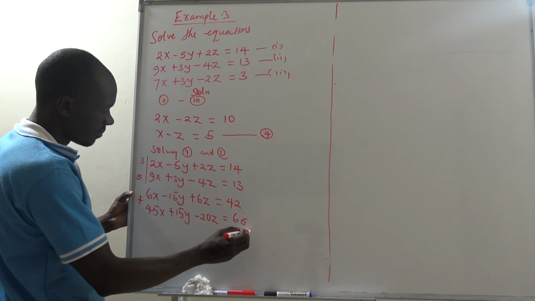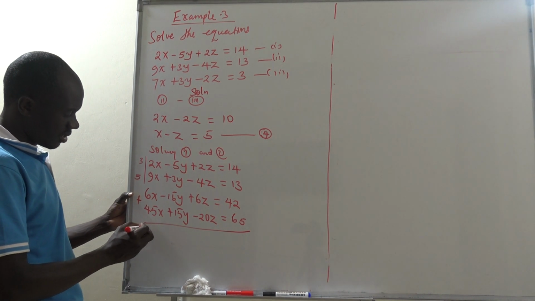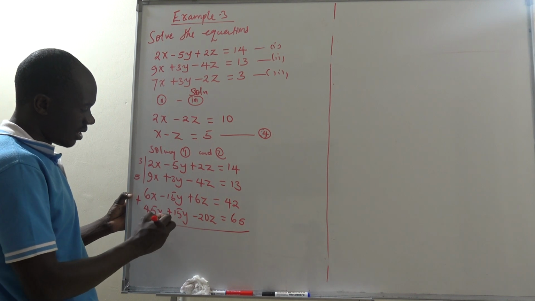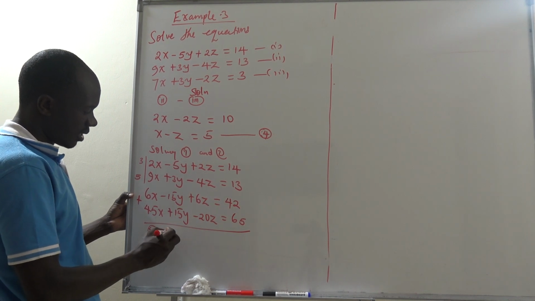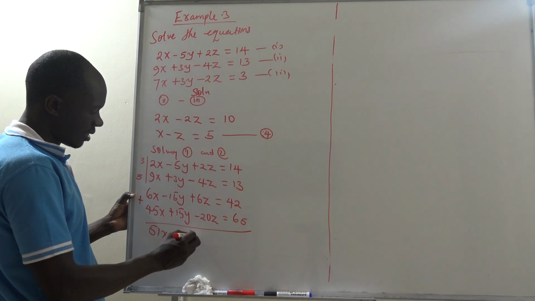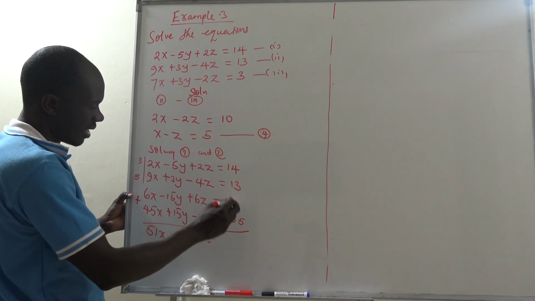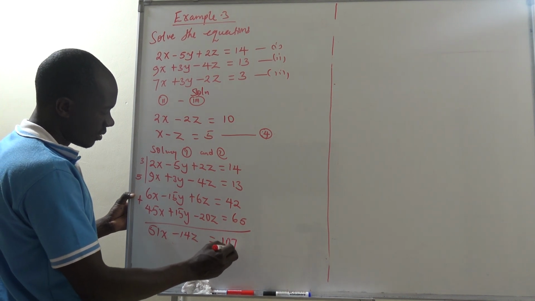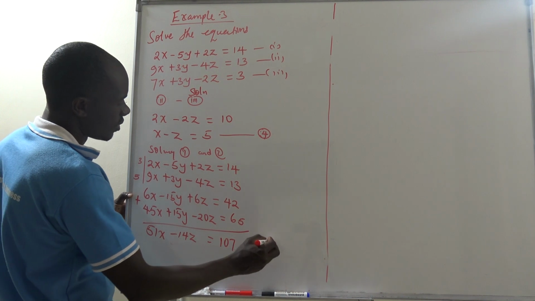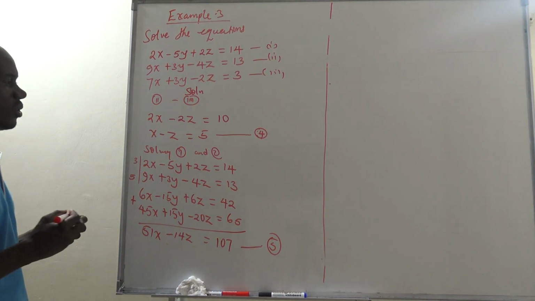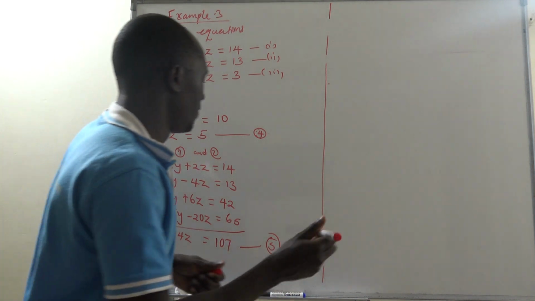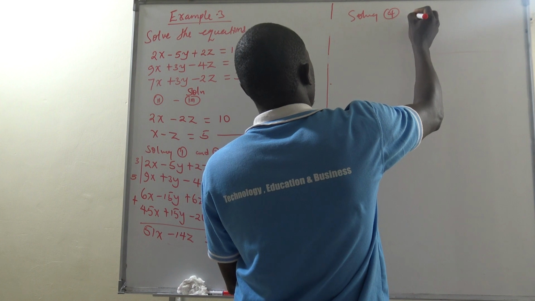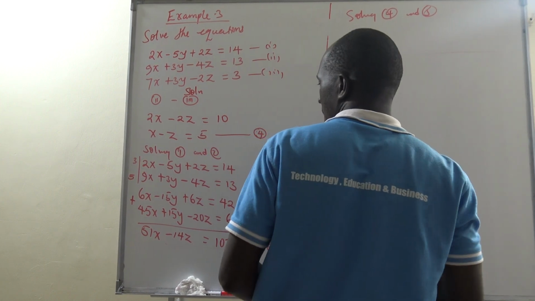So how can we eliminate this one? We add this plus this, we are getting 51x. This and this, when you add, that is 0. This plus this, we are getting minus 14z equals, adding, 107. So this is equation 5. So our interest is to solve 4 and 5. Solving 4 and 5, how do we solve?